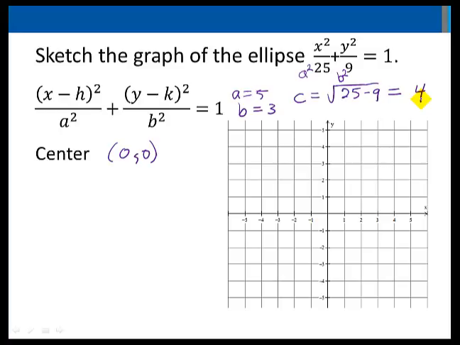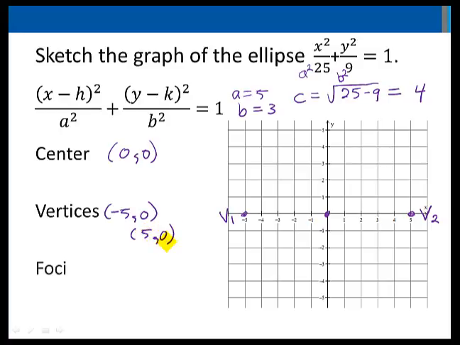Okay, so let's go ahead and see what we can plot on our graph here. The center (0, 0). And 5 is under the x squared term. I'm going to go to the right 5 from the center, and this will be, I'll call it my second vertex. I'll go to the left 5 units from the center. This will be my first vertex. So my vertices will be at (-5, 0) and at (5, 0).